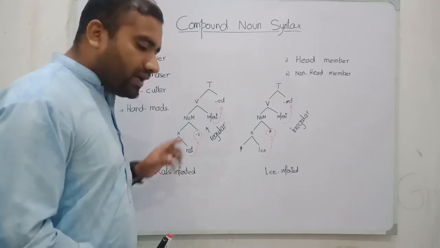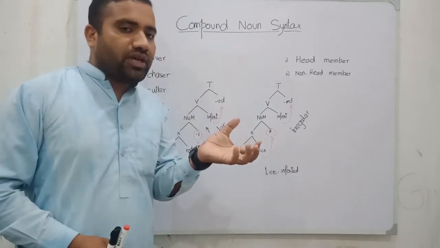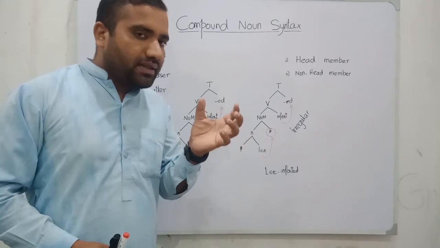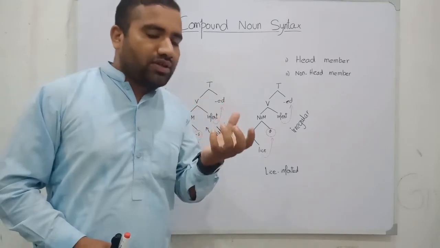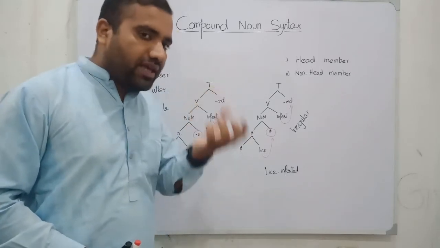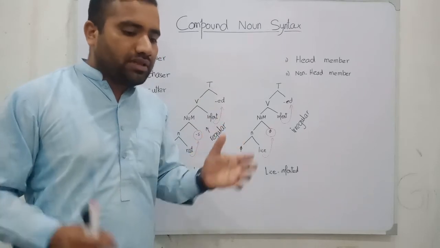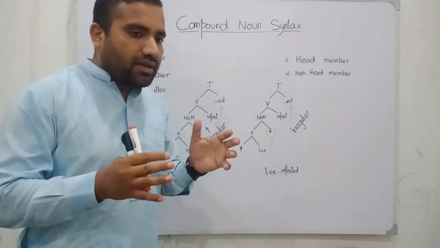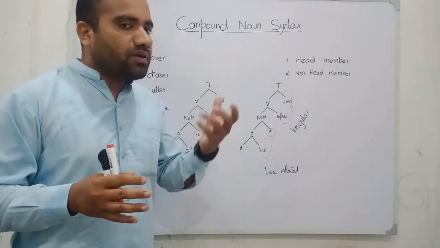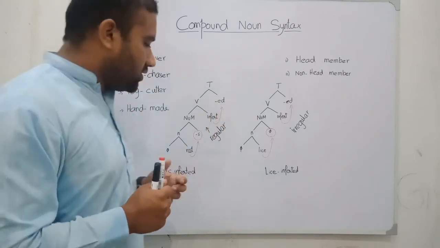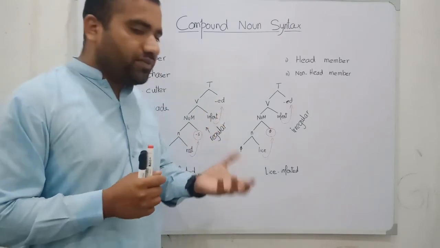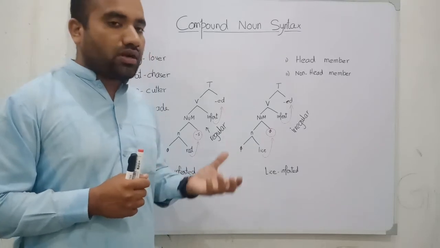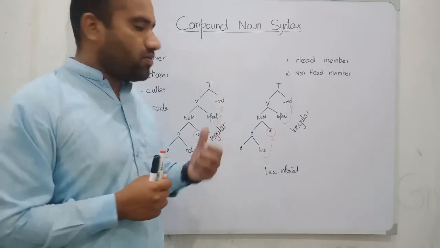And when the head attaches to that root, the head categorizes the root. And then after merging the root with the head, the root will become categorized. And then we can say that these are the noun, these are the verb, and these are the compound noun.